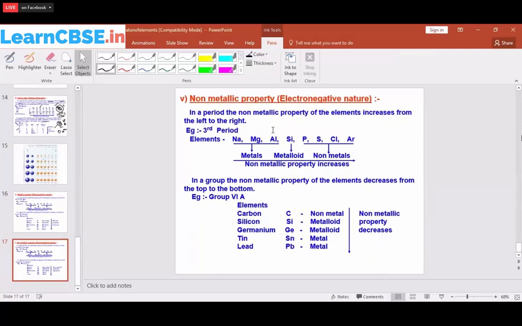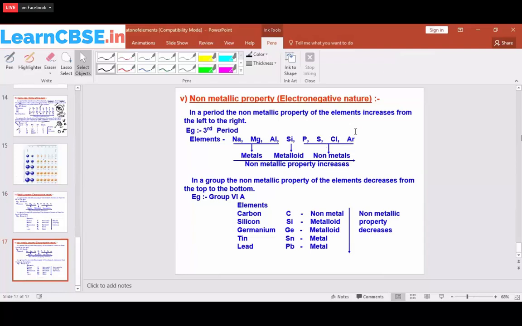Then non-metallic property. Non-metallic property means how easily an element gains electrons. As we know, metals are always losing electrons. So the non-metallic property increases from left to right because all the non-metals are placed on the right-hand side of the periodic table. First the metals, then metalloids and then the non-metals. So slowly the non-metallic property increases from left to right in the periodic table.